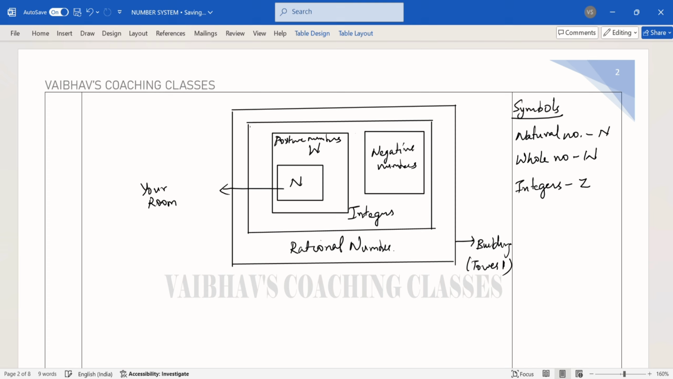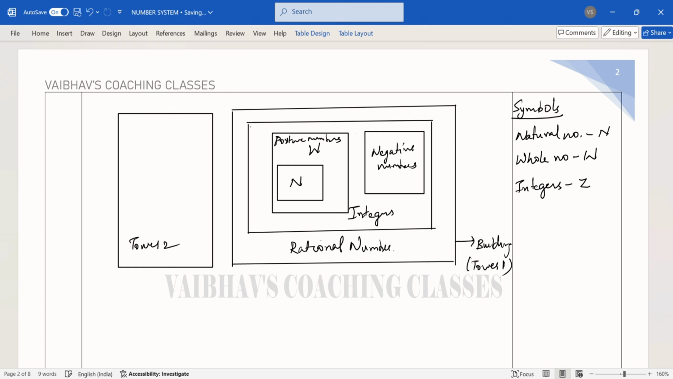Clear, people, till now? Good. And there is another tower just beside your tower. Let me erase this. Your room, we'll write it later. Represent this again. And there is another tower, tower 2. This is tower 2. And this is nothing but irrational numbers.